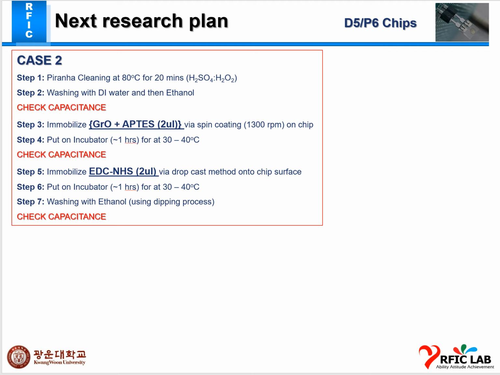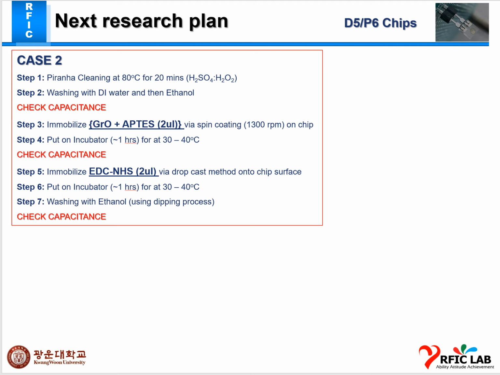We use this step in both case 2 and case 3. We use the sonicator for dissociation of the graphene flakes. After that, we use graphene oxide with APTS in the same volume, a 1:1 ratio of graphene oxide and APTS, mixed together. Then today we used 3 microliters for the D5 chip and 5 microliters for the P6 chip respectively, as already mentioned in this case.